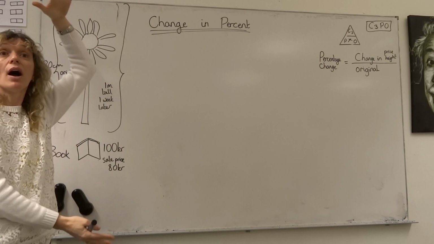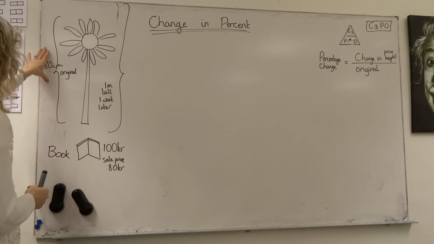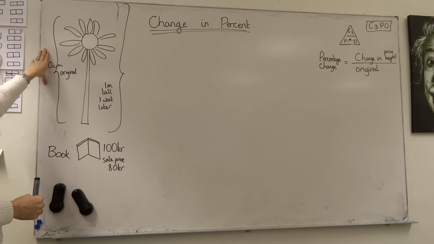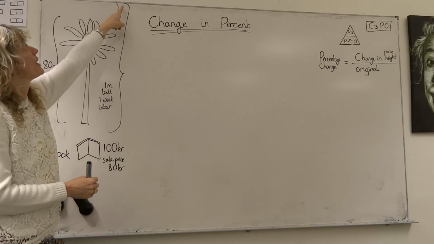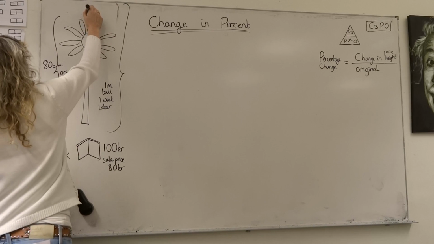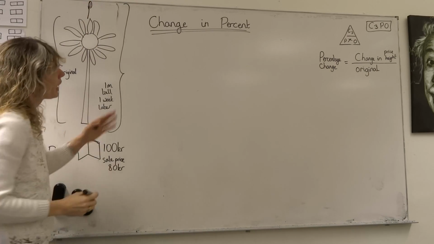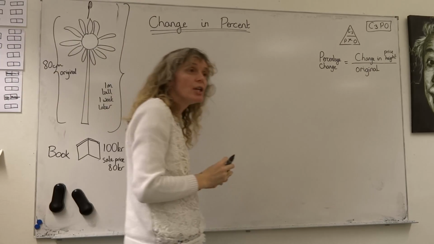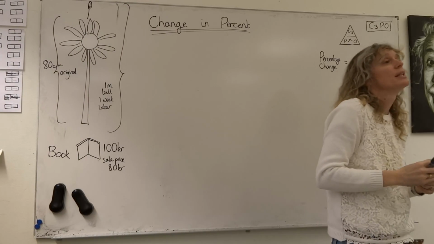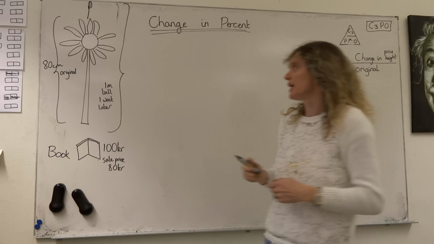So if we look at this question that we have here, we have a sunflower, and we know that they grow very high every week. This one was originally 80 centimeters high. 1 week later, it was 1 meter tall. It's gone all the way up to here. We have to work out what is the change in percent. How much did that sunflower increase in percentage?